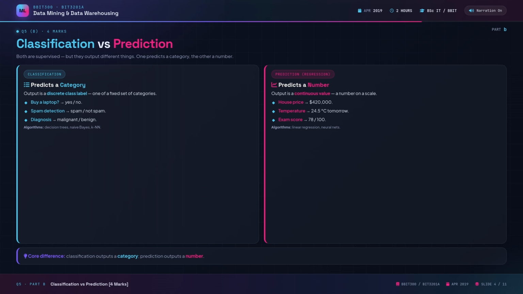The core difference: classification outputs a category, prediction outputs a number. The algorithms differ: decision trees and naive Bayes for classification, linear regression and neural networks for prediction.